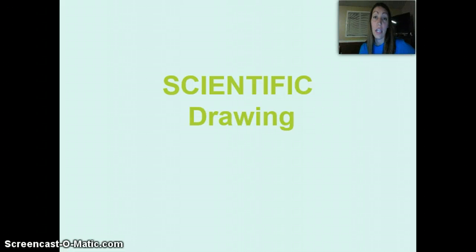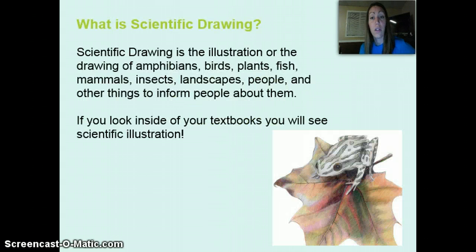Hey, today we're looking at scientific drawings. We've talked about observations, we've talked about inferring, now we're getting into the drawings, what you would be putting into your notebook. Scientific drawing is an illustration or drawing of amphibians, birds, plants, fish, mammals, insects, landscapes, people, and other things to inform people about them.